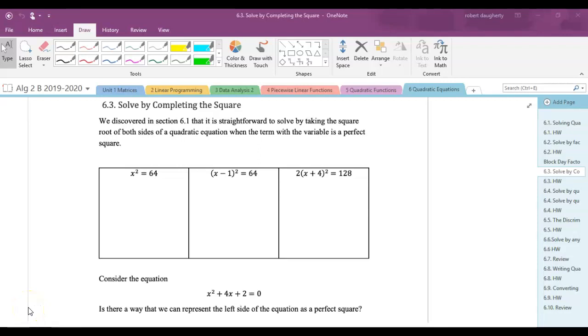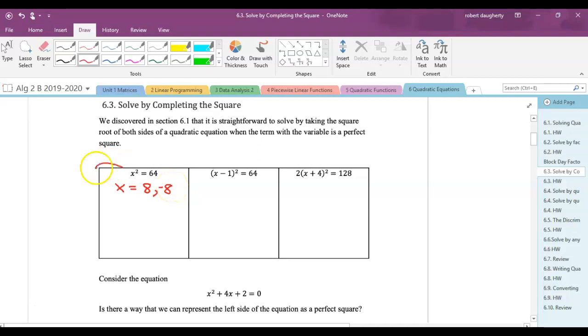Okay, so completing the square is another method for solving quadratics. What we've been doing is taking square roots of both sides. When you see something like x squared is 64, you already knew when you came in here that x would have to be equal to what? X had to be equal to 8 or negative 8. There were two numbers that made that true.